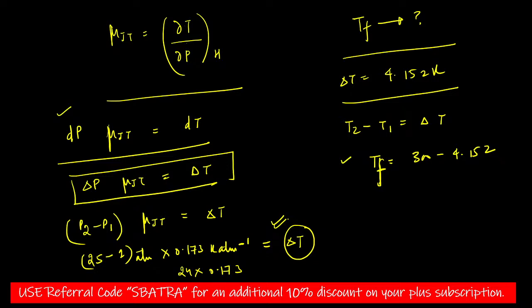So this value is 300 minus 4.152. So this way we can actually calculate the temperature, okay. I hope this is clear to all of you. Any doubts? Is it clear, everyone? Any doubts in this question? All right then, so let's take the next one now.